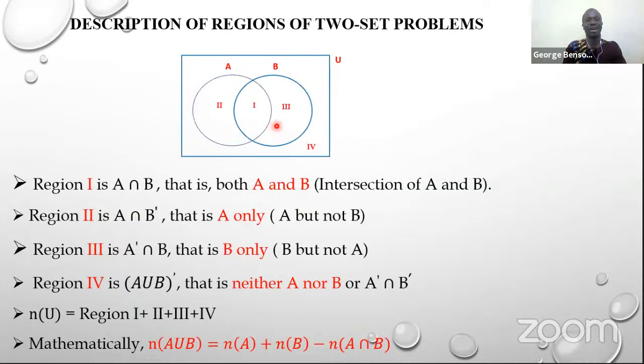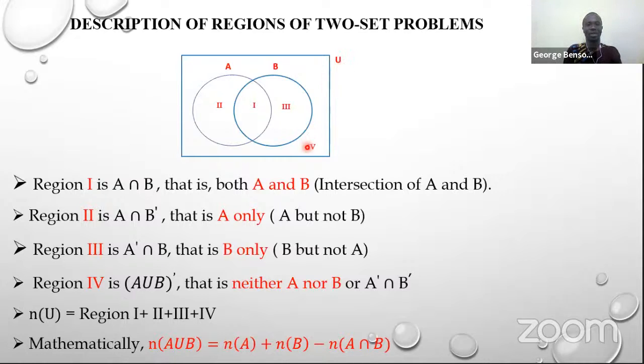What happens is that when you have a two-set problem and you solve it, one, all the elements in A, that's region I and II, must be equal to the number of elements in set A. Then also all the elements in B, that's region I and region III, must be equal to set B. Then when we are done, we recheck that region I plus region II plus region III plus region IV should be equal to the universal set. So when you solve any two-set problem, that's a way of checking whether you are right or wrong.